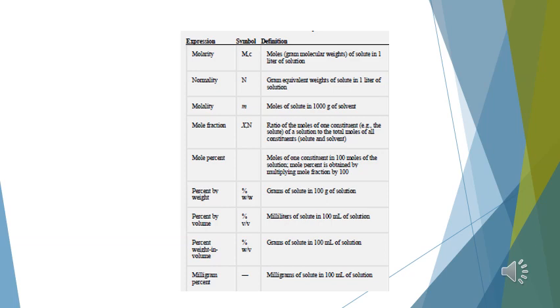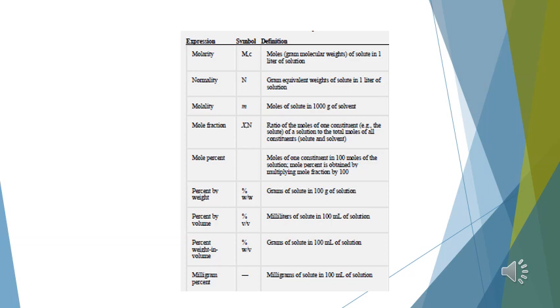If we move to molality, it can be defined as the number of moles of solute in 1000 grams of solvent. So here we have something different. In the first two definitions, molarity and normality, we have 1 liter of solution. But now in molality, it is the moles of solute in 1000 grams of the solvent.